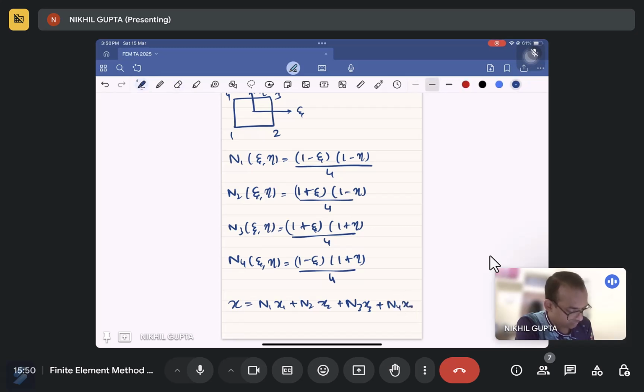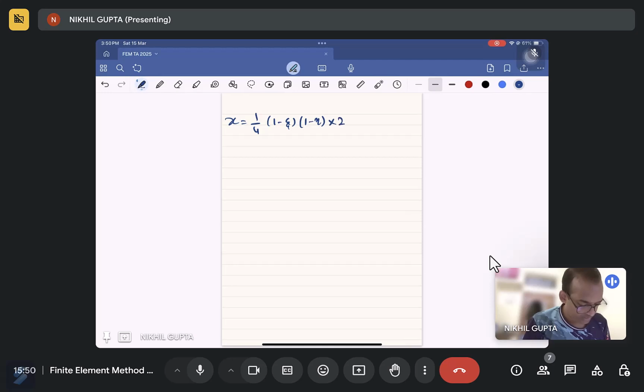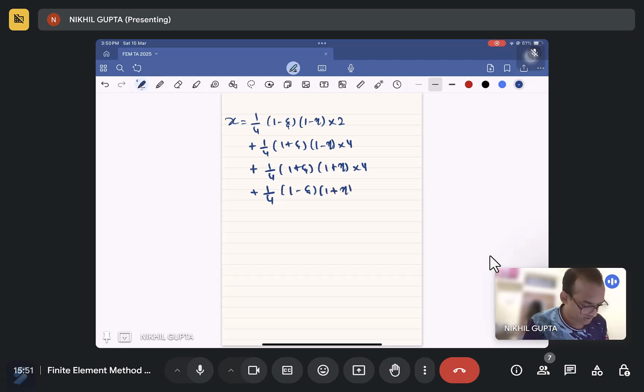x equals summation of N_i x_i. So let's substitute the values. We'll get x is equal to 1 by 4, 1 minus xi, 1 minus eta into 2, 2 is the value of x1, then 1 by 4, 1 plus xi, 1 minus eta into 4, 4 is x2, then 1 by 4 of 1 plus xi, 1 plus eta into 4, 4 again is x3, and 1 minus xi and 1 plus eta into 1. Okay, so we have written this.